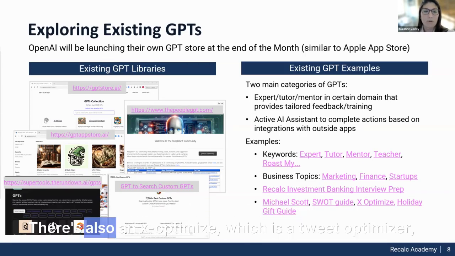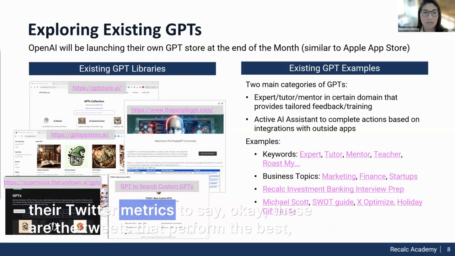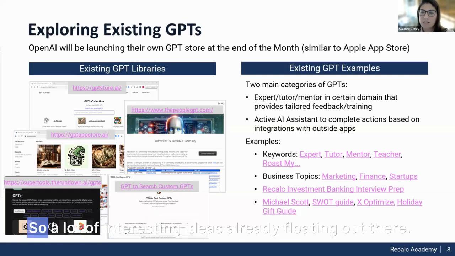There's also an X Optimize, which is a tweet optimizer, and it's someone with a lot of Twitter presence that has gone and uploaded all of their Twitter metrics to say, okay, these are the tweets that perform the best. And that's going to feed the critique and feedback it gives you as you input text to optimize your tweets. So a lot of interesting ideas already floating out there.